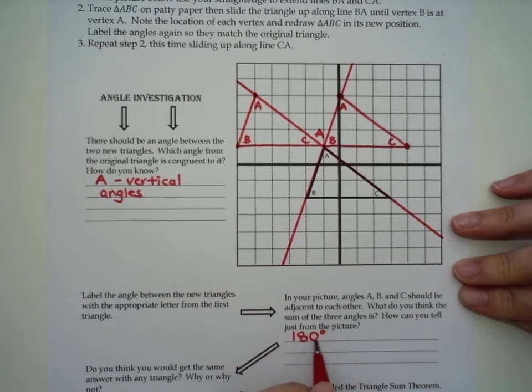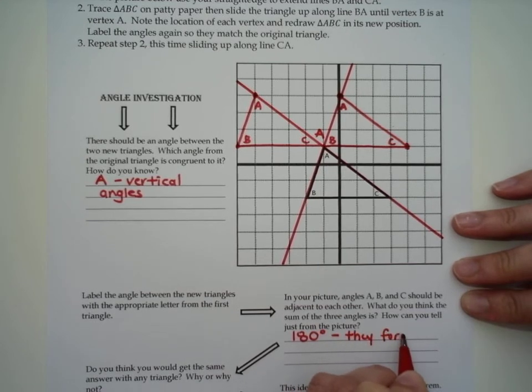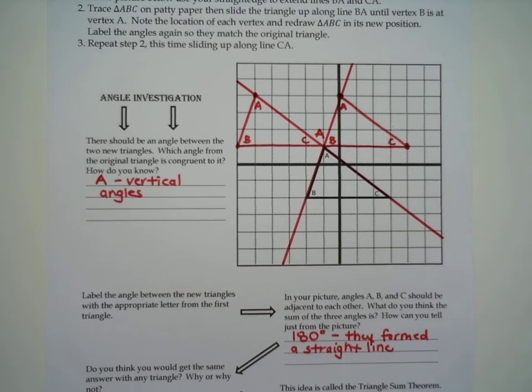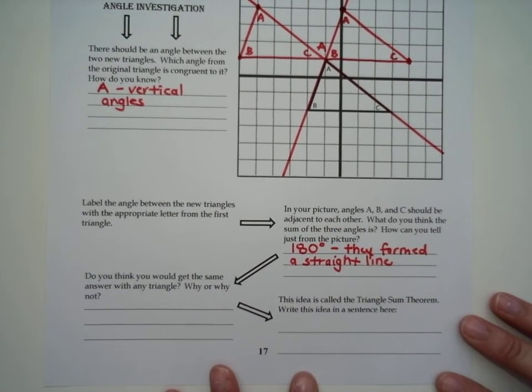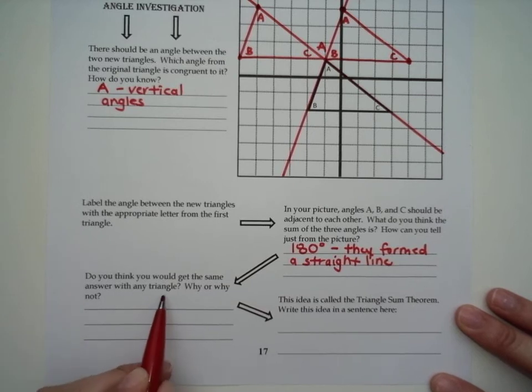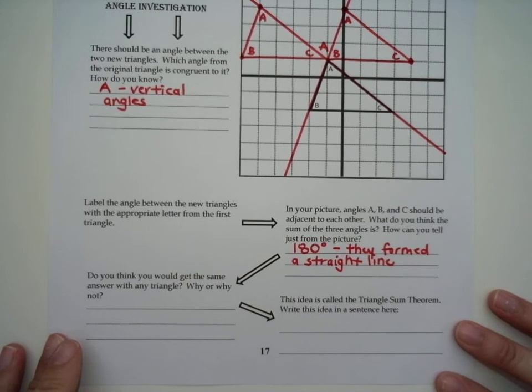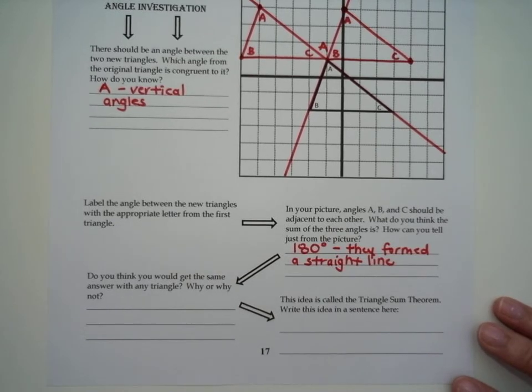And how do we know that it's 180 degrees? Because they formed a straight line. So do you think you would get the same answer with any triangle? Why or why not? I'll pause a little bit and I'll let you write down your thoughts.